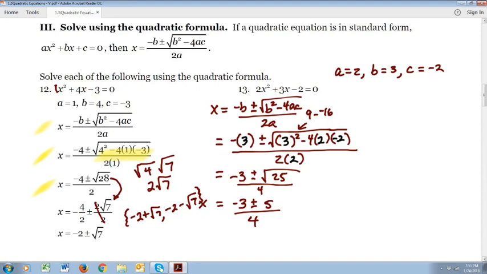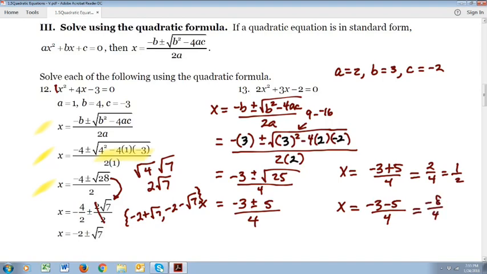This is not considered a simplified answer. So we have two answers here. X is negative 3 plus 5 over 4, which would be 2 over 4, or 1/2. And our other answer would be negative 3 minus 5 over 4. Let's see, negative 3 minus 5 is negative 8. So we get negative 8 over 4, which is negative 2. So our solution set is negative 2, 1/2. All right, let's move on to the next one.